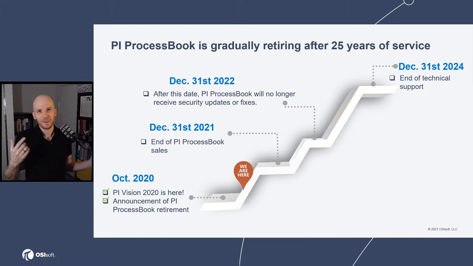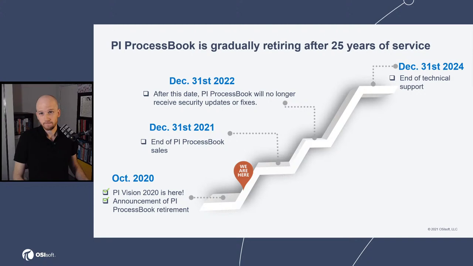So why we're here is ProcessBook is gradually retiring after 25 years of service. The good news is that we have tooling to really help you along to migrate away from PI ProcessBook and onto PI Vision. So this is the roadmap for closing down of different aspects of PI ProcessBook support. But right now we have the tooling, and ProcessBook is still being sold, but we're close to end of sales of that product.